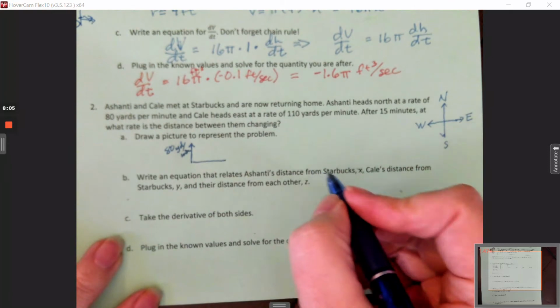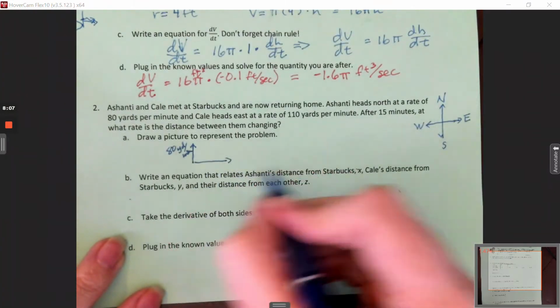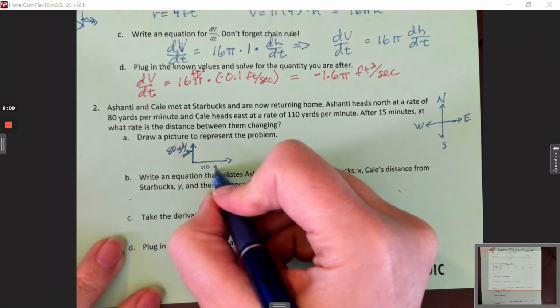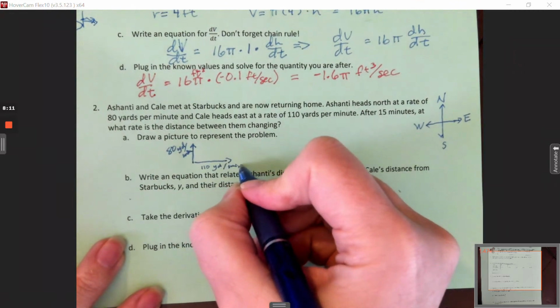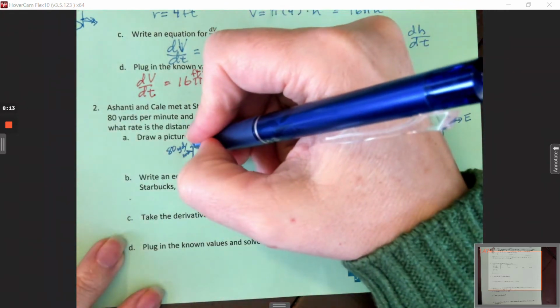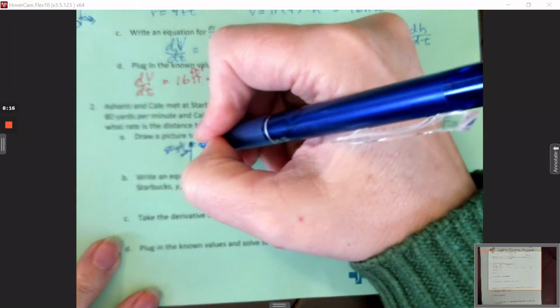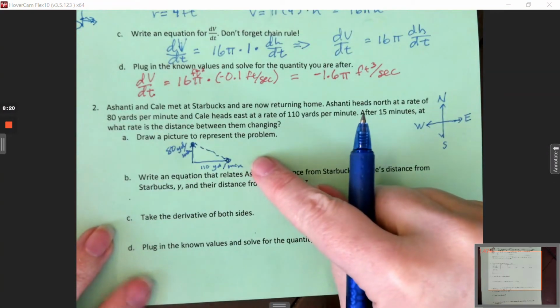Kale is going this way at a rate of 110 yards per minute. And we want to know the distance between them. So we are dealing with the Pythagorean theorem.